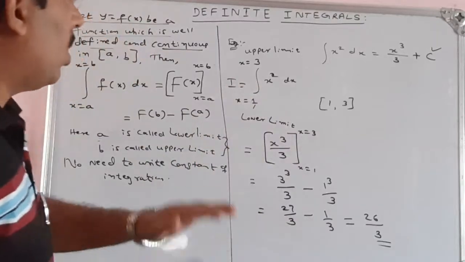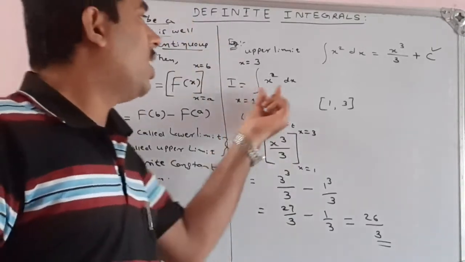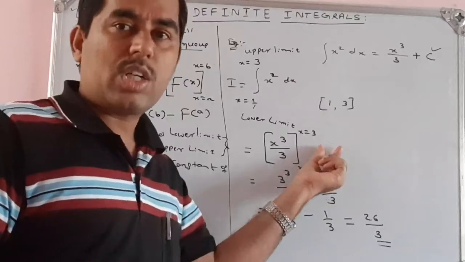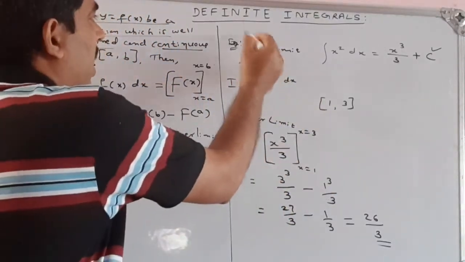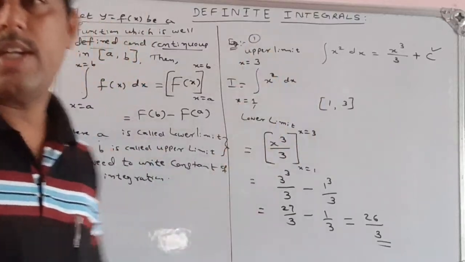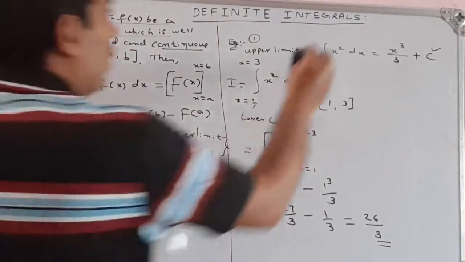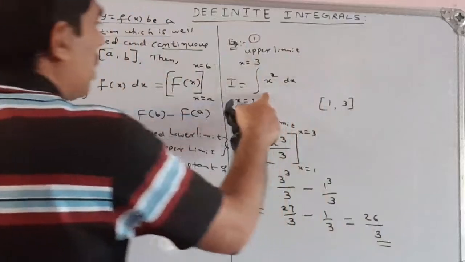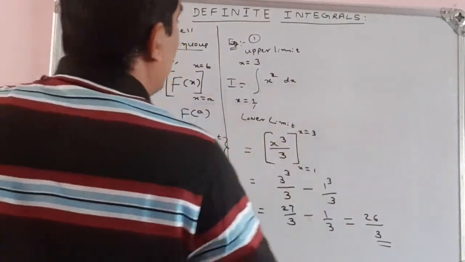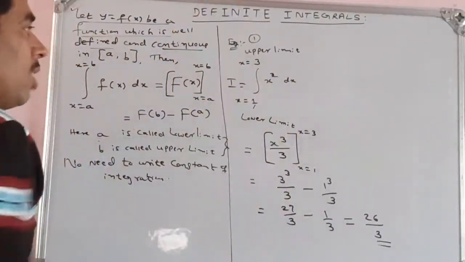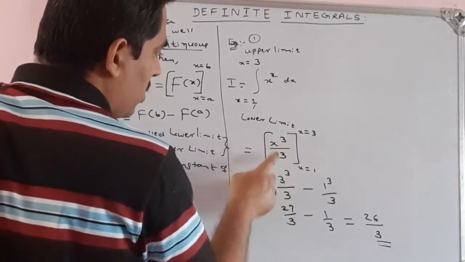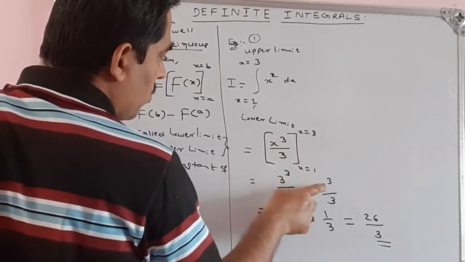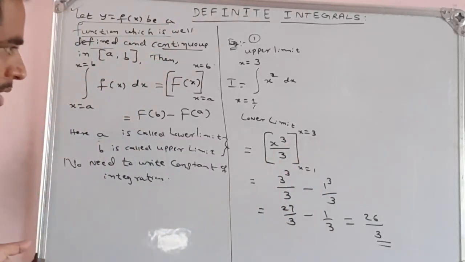Okay, so now if we calculate these definite integrals, there is no need to write the constant of integration. So this is our first example. I have integrated x square from the lower limit to the upper limit, 1 to 3. That is x cube by 3, from 1 to 3. So I have substituted x is equal to 3 minus x is equal to 1.